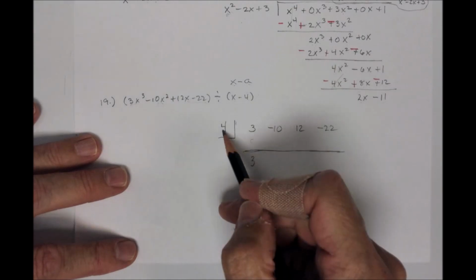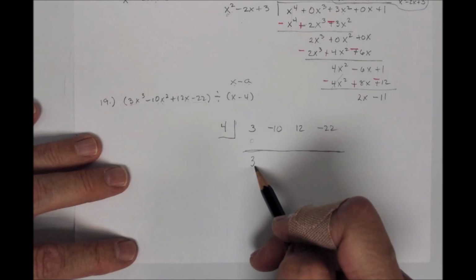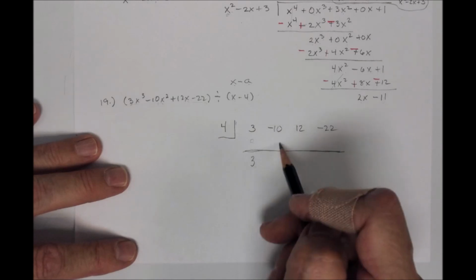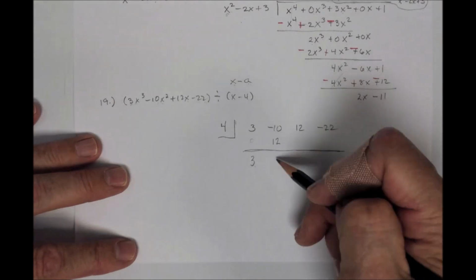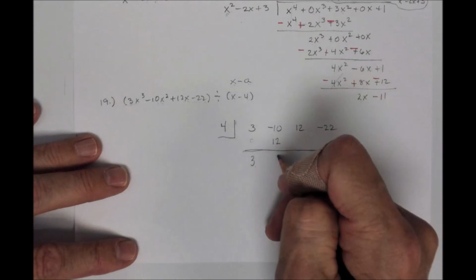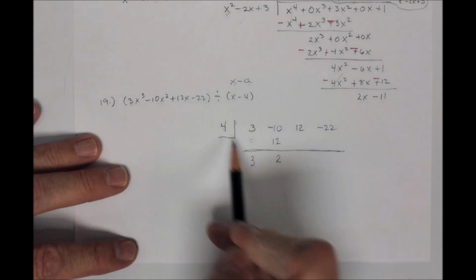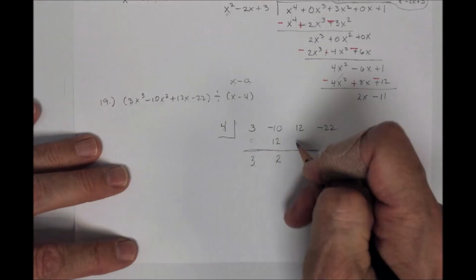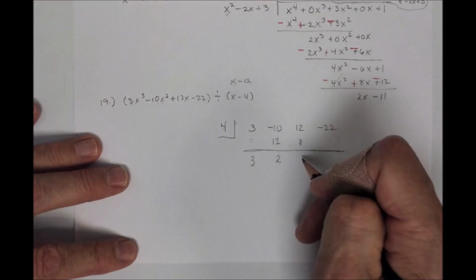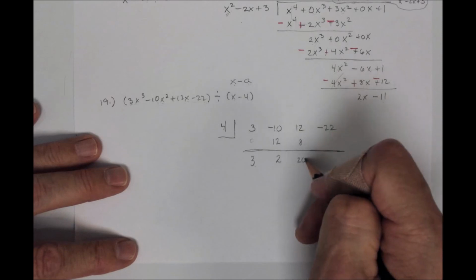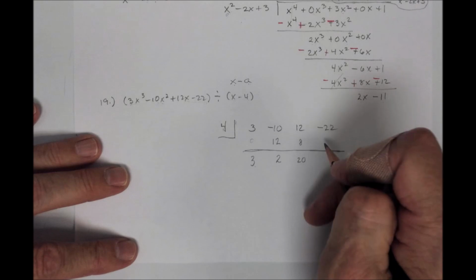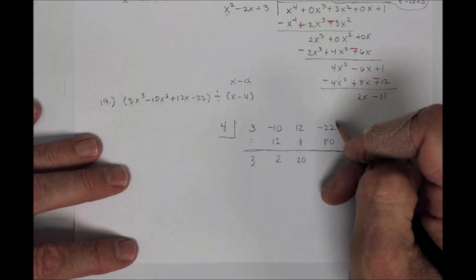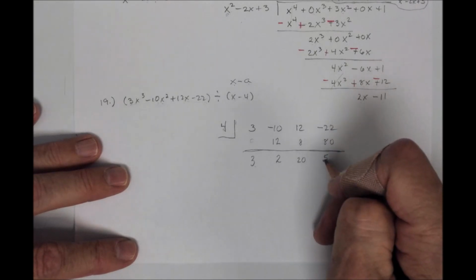Then you take the number in the pocket and you multiply it times this number, 12, and you stack it underneath the next number. Then you add. A negative 10 and a positive 12 is 2. Then you multiply again. You multiply the 4 times the 2, that's an 8. Then you add. 12 and 8 is 20. Then you multiply. 4 times 20 is 80. And then you add, and that would be 58.